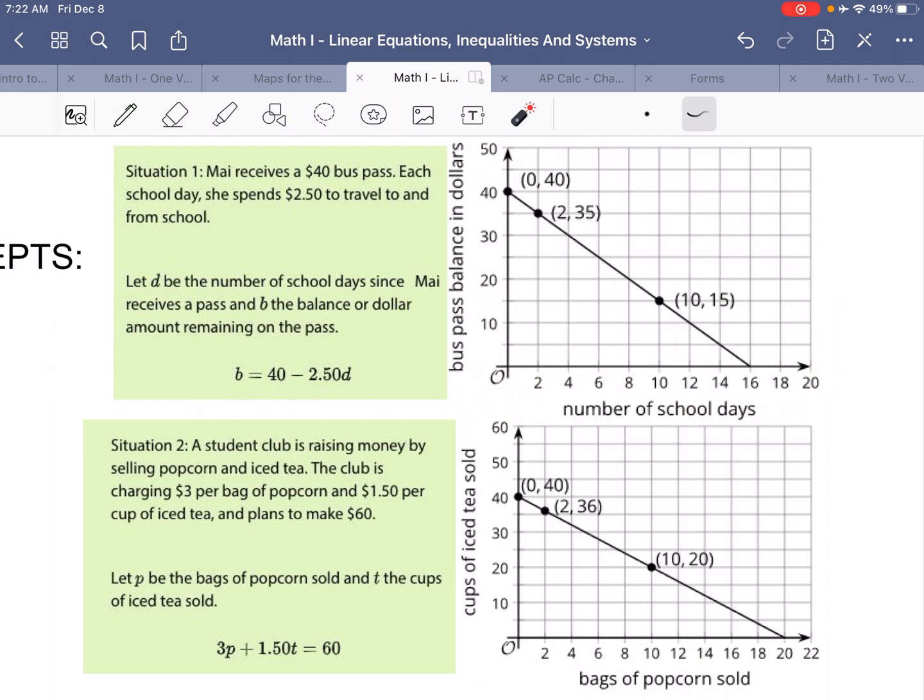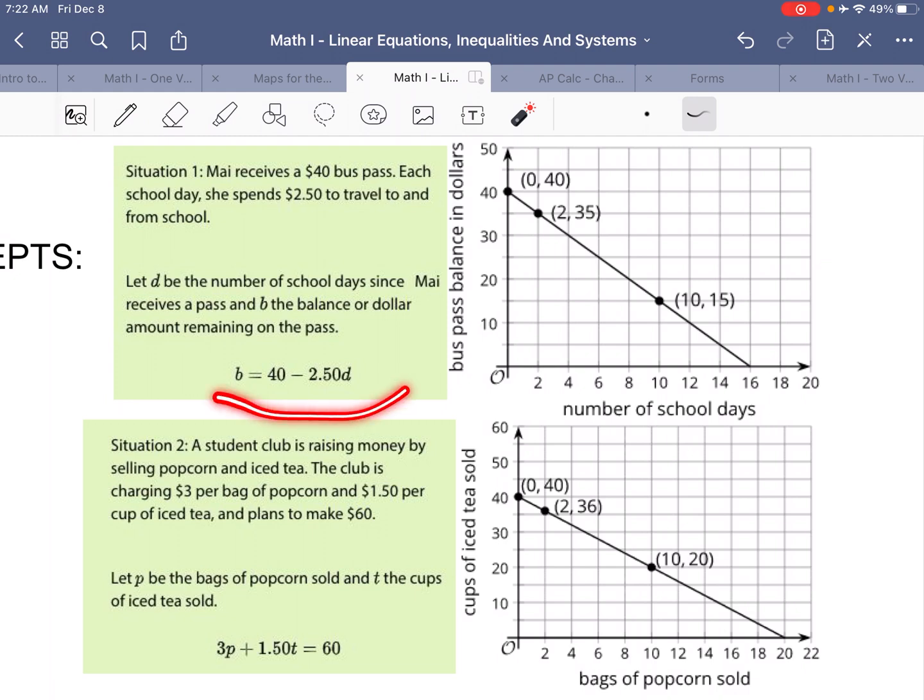So, first of all, May receives a $40 bus pass each school day. She spends $2.50 to travel to and from school. If D is the number of school days since May receives a pass and B the balance, or dollar amount remaining on the pass, we have this relationship. If B is her balance, she starts with $40 and she takes away, or loses, or spends $2.50 every day. So we take 40 minus 2.50 times the number of days that she's traveling on the bus.